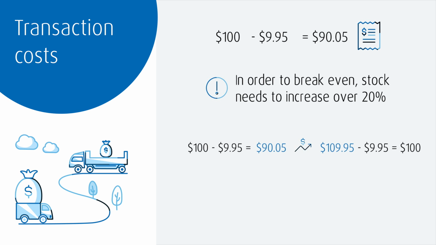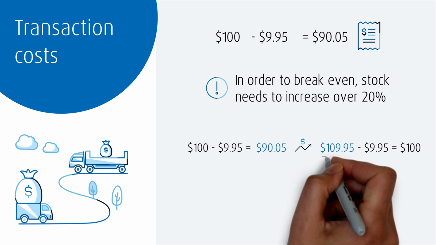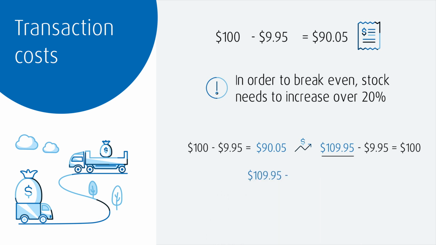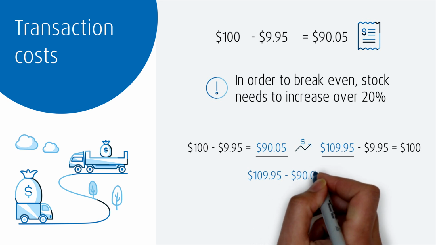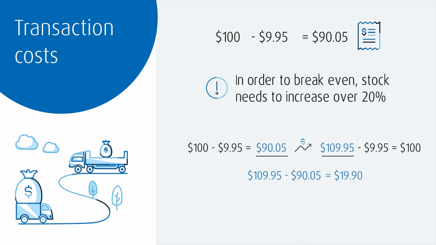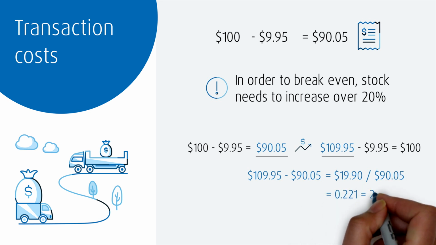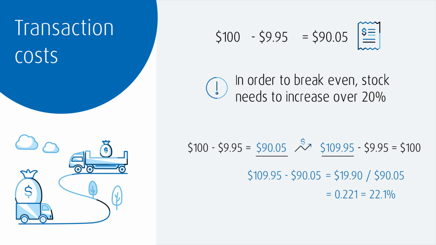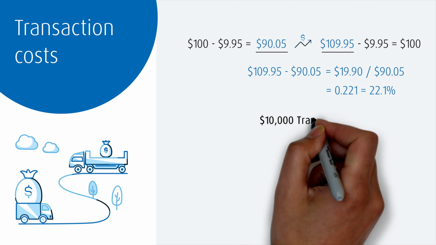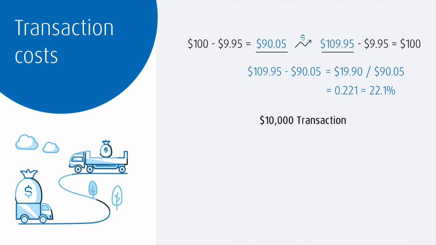So to calculate the percentage increase in that stock, we take our sale value of $109.95 and subtract the initial value of $90.05 to get a gain of $19.90. We then divide the gain of $19.90 by the initial value of $90.05 to get 0.221, which converted to a percentage is 22.1%. Now, if we were placing a trade for $10,000 worth of stock, look how much less of an impact the transaction costs would be.